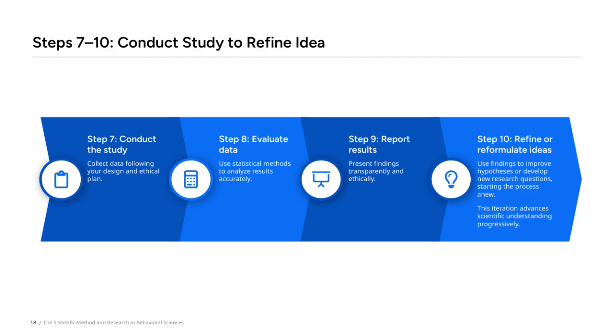In step 9, you'll report your findings transparently and ethically, making sure to present your results clearly and honestly. Finally, step 10 involves using these findings to refine or even reformulate your hypotheses or develop new research questions. This iterative process is essential because it drives scientific progress forward, allowing each study to build on the last.